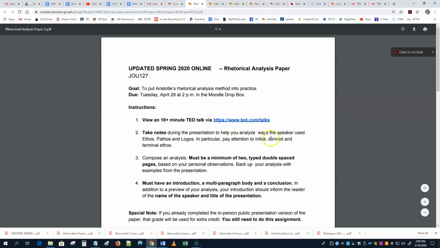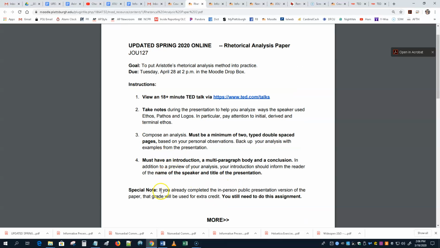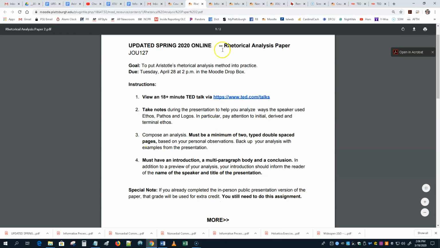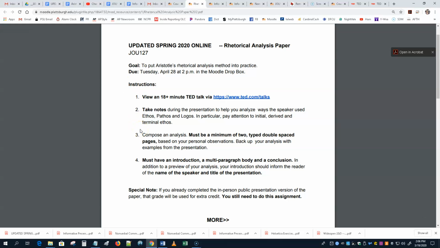You take notes during the presentation to help you analyze the way the speaker used ethos, pathos, logos. Pay attention to initial, derived, and terminal ethos as best you can. Many of these TED Talks, there's no one introducing them because we're just seeing them talk, so you have to essentially just start right there with how they appear at the beginning. Your paper is going to be built the same way, a multi-paragraph paper, again 1 to 2 pages. Special note, again, as I just explained, if you already completed the in-person version of this, that will be used for extra credit, and everybody needs to do this assignment. So pretty straightforward, because we've talked about it a number of times, now just using a TED Talk.